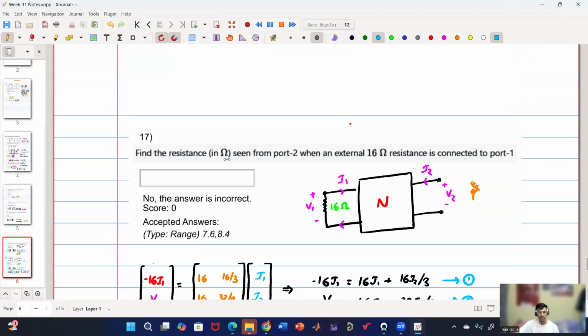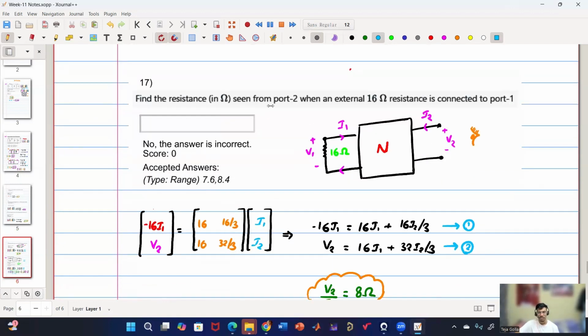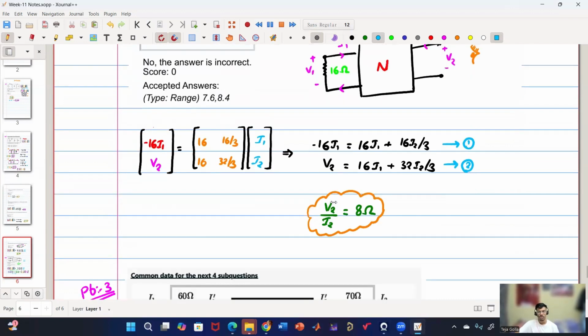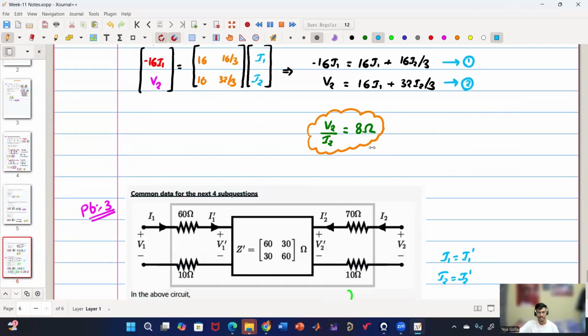Now going to the last sub question of the second problem, they are now connecting 16 ohm at the input, so V1 is now minus 16 I1. And now they are asking what is the resistance seen from port 2, which is V2 by I2. Again, first calculate I1 in terms of I2 and substitute it in the second equation. Now the second equation will be in terms of V2 and I2. Solve for V2 by I2, and we have obtained it as 8 ohm.